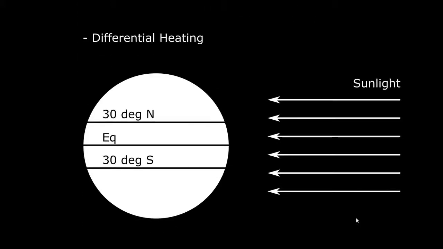So let's discuss this differential heating. Here I've got a representation of the Earth with 30 degrees north latitude, the equator, and 30 degrees south latitude. And in this orientation, for simplicity's sake, this is what it would look like during an equinox, so March 21st or September 21st. And these arrows represent sunlight or radiation from the sun.